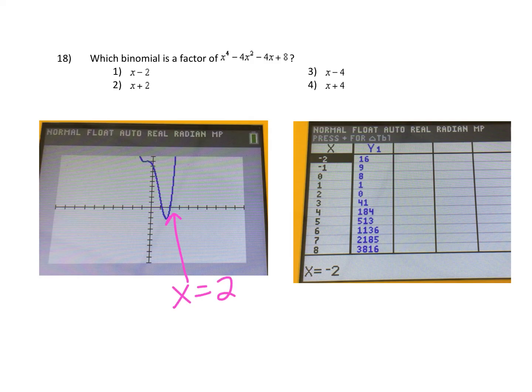So if we have a 0 at x equals +2, doesn't that mean that our factor has to have the opposite sign? So which of these shows the correct factor? Yep, choice 1, x minus 2.